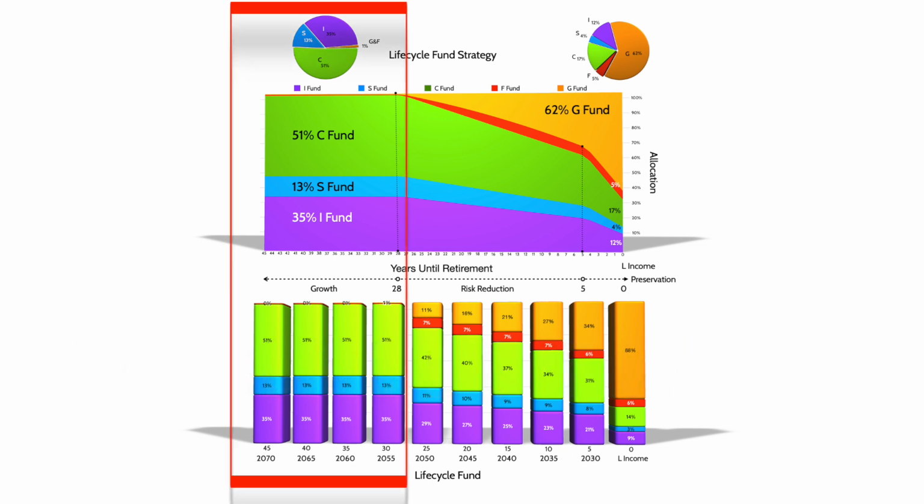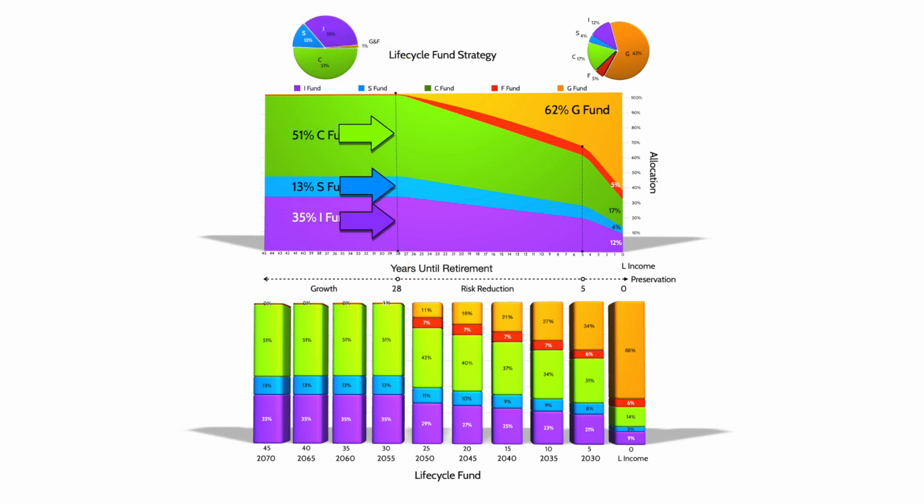If you have more than 28 years left on your Lifecycle fund, this is how your Lifecycle fund is invested. 51% C, 13% S, 35% I, and the remainder in the G and F. Starting 28 years out from a Lifecycle fund's target retirement year, some of your growth stocks are sold and the proceeds shifted to the G and F funds each quarter.